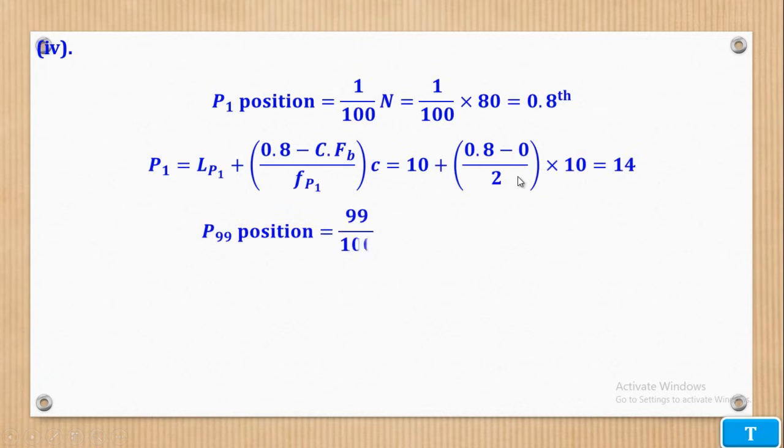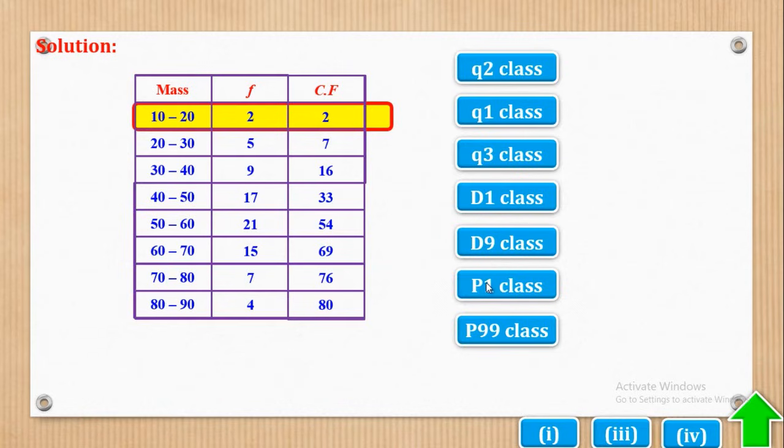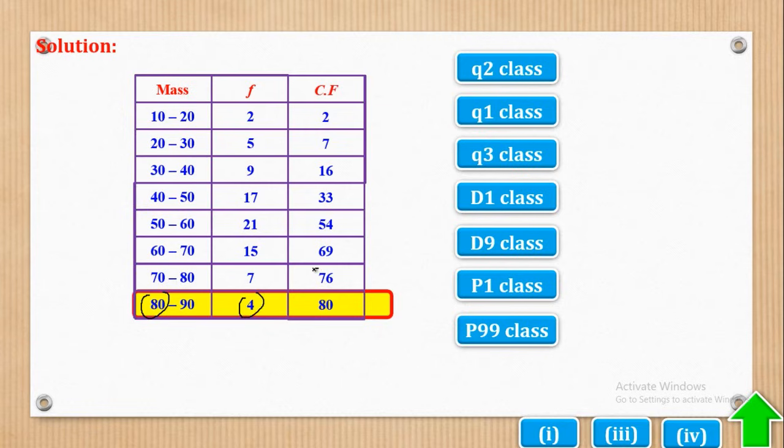What about P99? The position is 79.2. So locate your 79.2, which is that. Therefore, lower class boundary is 80, frequency of that class is 4, cumulative frequency before is 76, and class width is 10. So we shall substitute those in our formula.